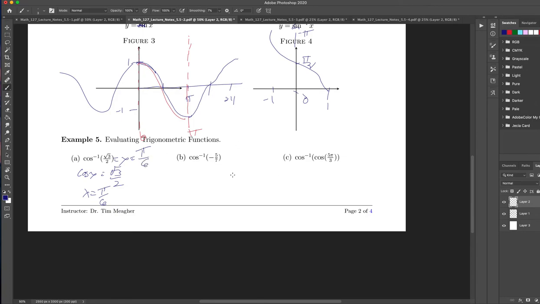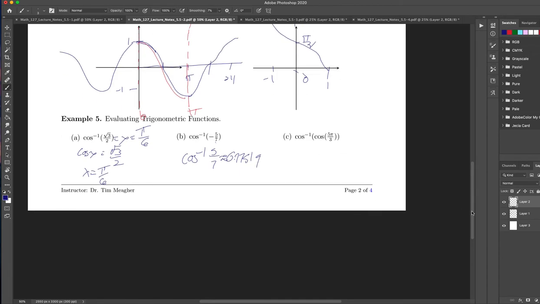Here, this is between -1 and 1, so we can put it in. Do we know an angle that gives -5/7? No, so we just crunch this through a calculator. And as we crunch this through a calculator, we're going to get the inverse cosine of -5/7 is approximately 0.77519. Alright, let's do one more of these.